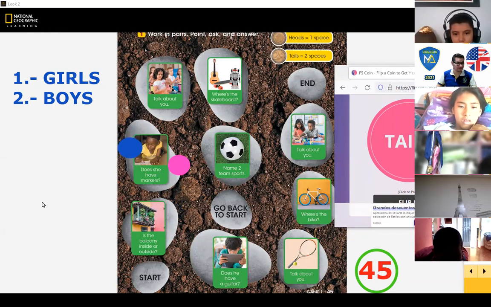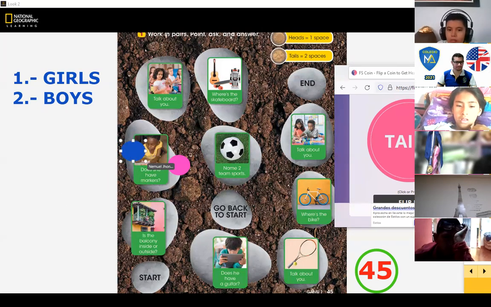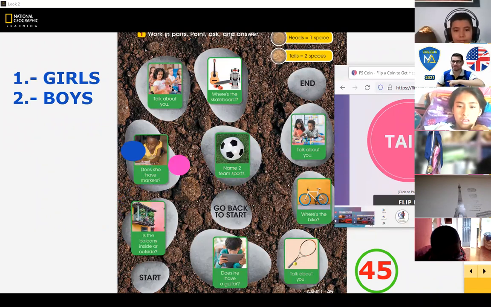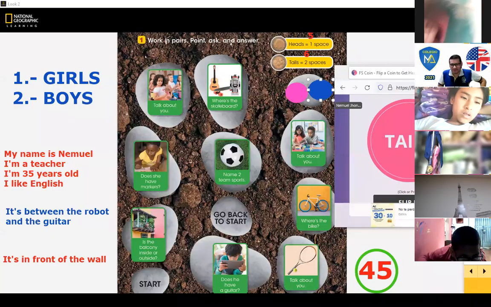Does she have markers? No, she doesn't. Pero boys, es el turno de los boys, no las girls. Okay? ¿Quiénes están aquí ahora? Los boys. Okay, boys. Does she have markers? No, she doesn't. Mm-hmm, very good. She doesn't have markers. Now, it's turn of the girls. Ahora vamos con las girls. It's your turn, girls. Congratulations to the girls. The girls were lucky today. Tuvieron mucha suerte, the girls, el día de hoy. Now let's go to the next part.